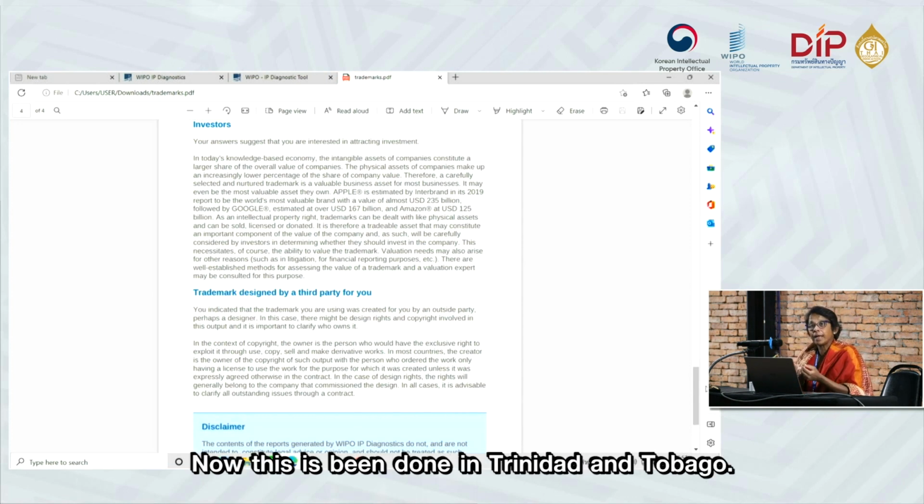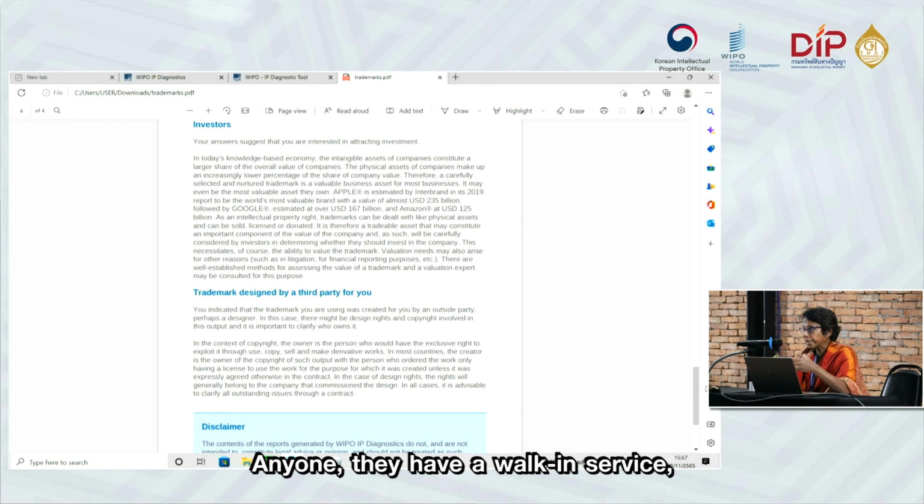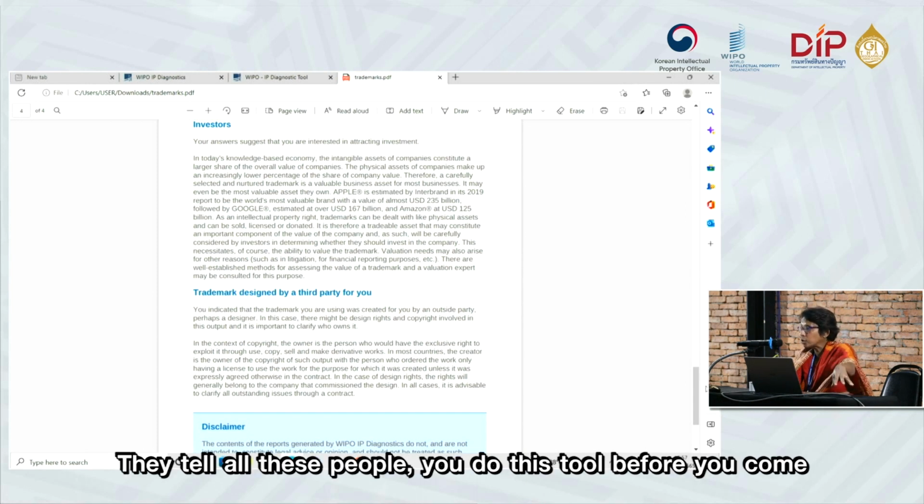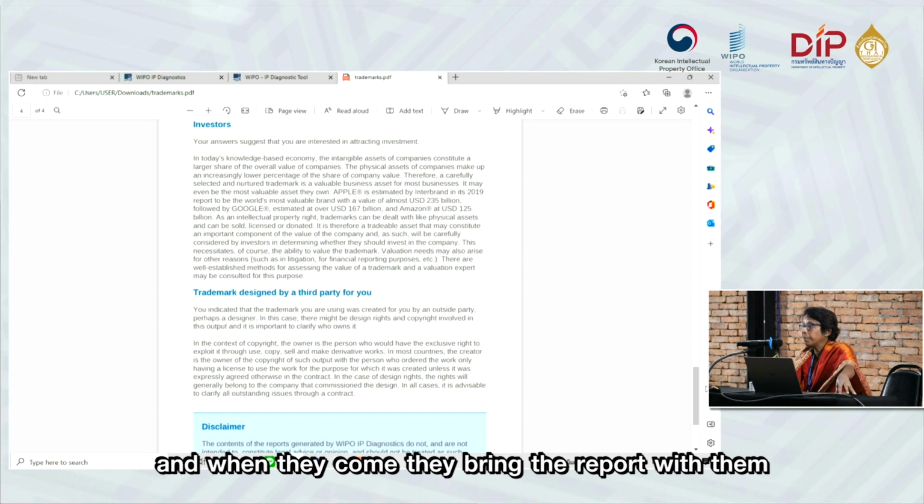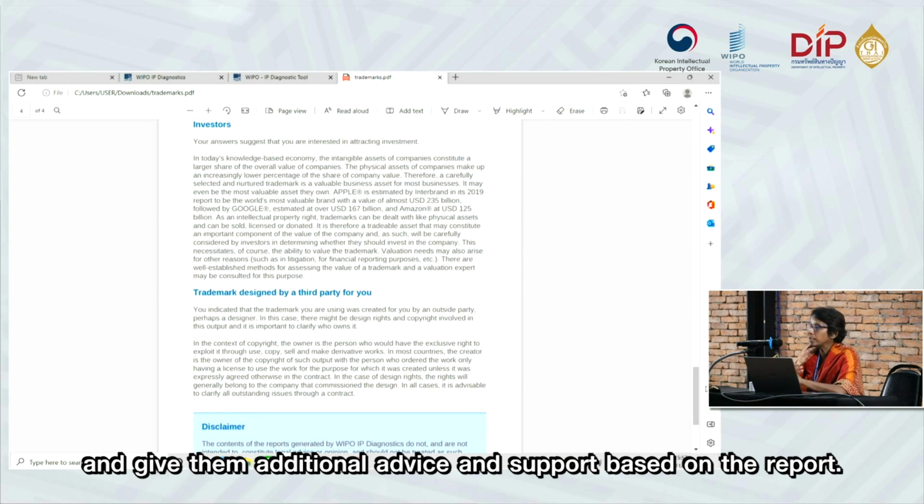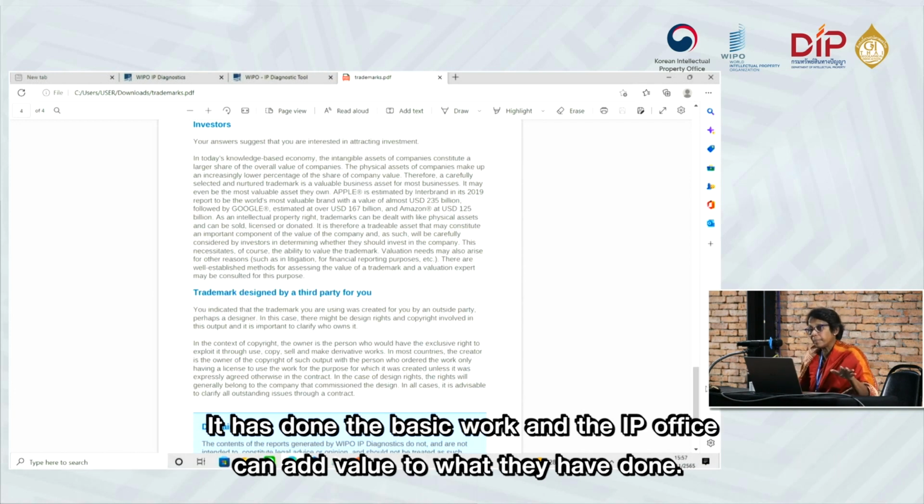Now, this has been done in Trinidad and Tobago. They have taken this tool, and what they do is that they have a walk-in service. So businesses can walk into the IP office to ask for advice. They tell all these people, you do this tool before you come. And when they come, they bring the report with them, and then the IP office sits with them and goes through the report and gives them additional advice and support based on the report. So it makes their work easier because it has covered all the bases, it has done the basic work, and then the IP office can add value to what they have done.